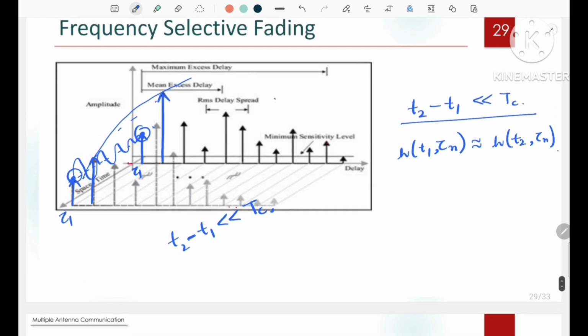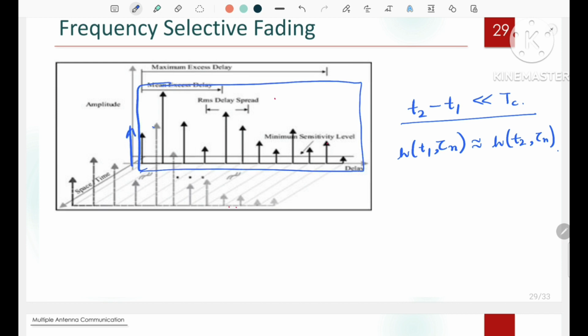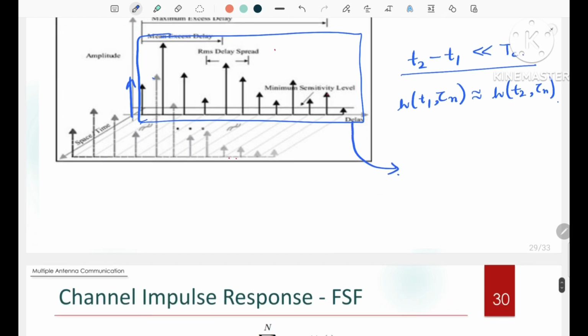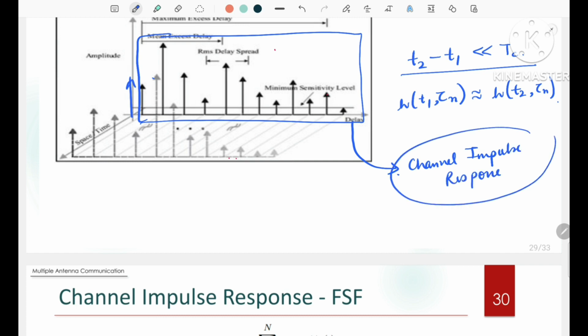Okay, so these are responses. What we are receiving when an impulse is launched to the system, these are the responses, because an impulse is launched at a particular instant of time. Therefore, we call it the channel impulse response. It is the response of the channel when an impulse is launched at the transmitter. This is the response we have received at the receiver.